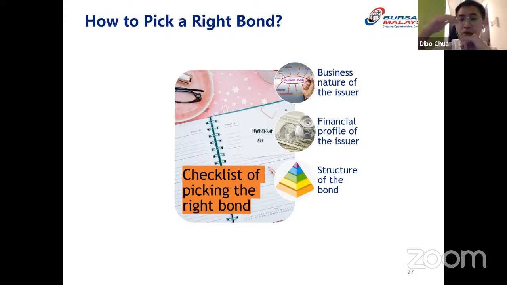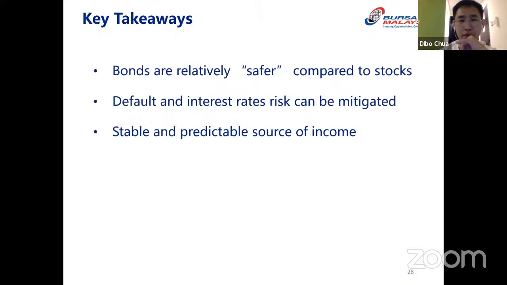So you have to be very careful about the structure of the bond. I will say always pick the easiest one to understand. Just pick the plain vanilla bond, the straight bond. That will be the safest. Okay, so I almost come to the end of this bond section.